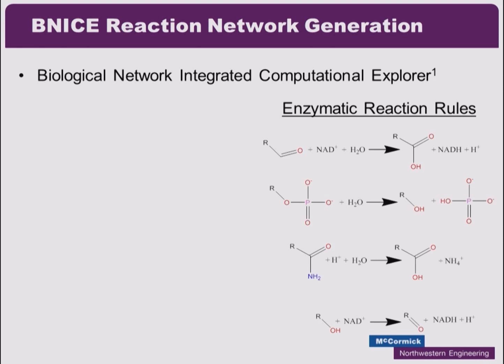So previously, my lab has implemented this scheme to create a program called BNICE, which stands for Biological Network Integrated Computational Explorer. But I really think deep down it just is someone wanted to spell out BNICE. How this program works is you load in a compound, and the program will look through the compound for any of these structures in the rules. And if it finds one, it applies the rule, and it generates a predicted reaction in a new compound.